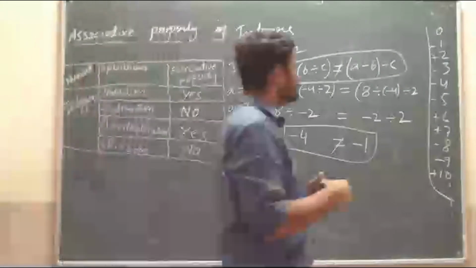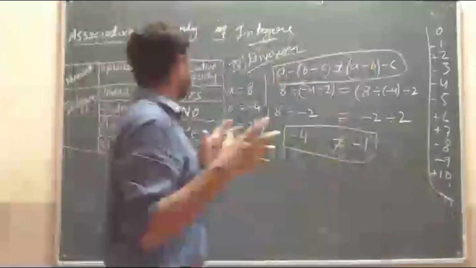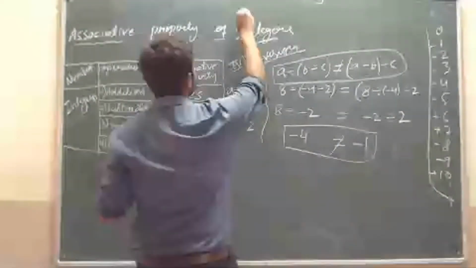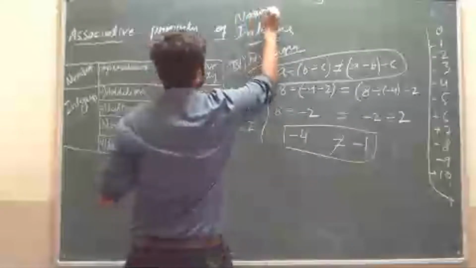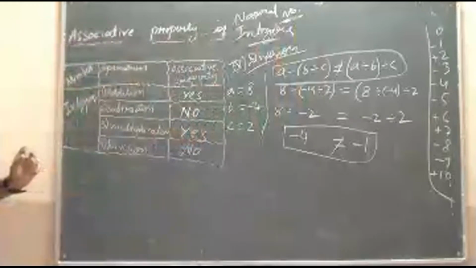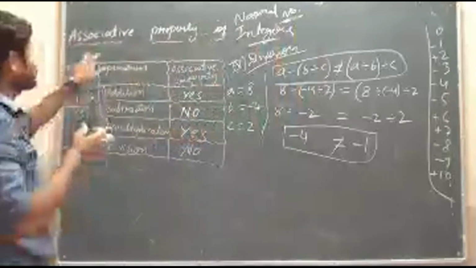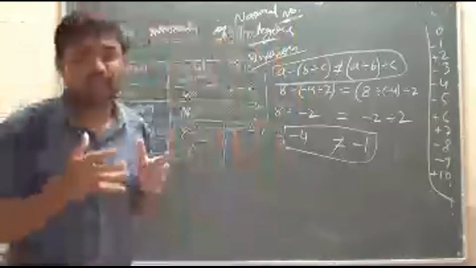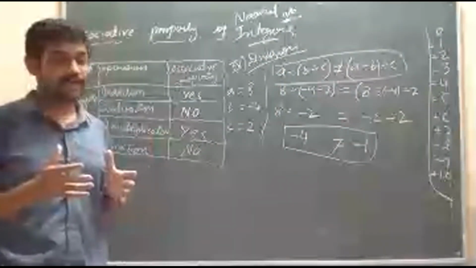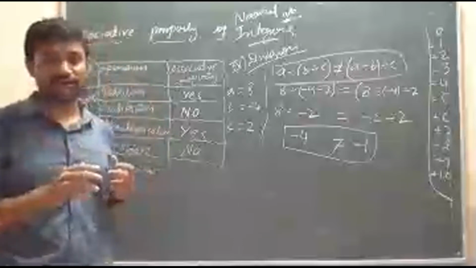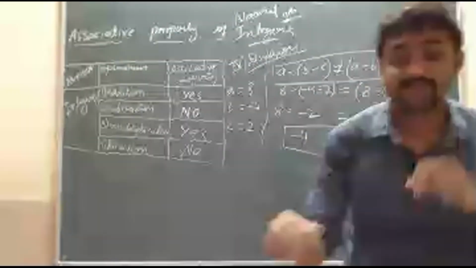And today's homework for you is to check the associative property of natural numbers. Any doubts, you can ask me anytime. Okay, and the answer should be sent to my WhatsApp number. If any doubts, ask me anytime, because we are always with you, my dear students.